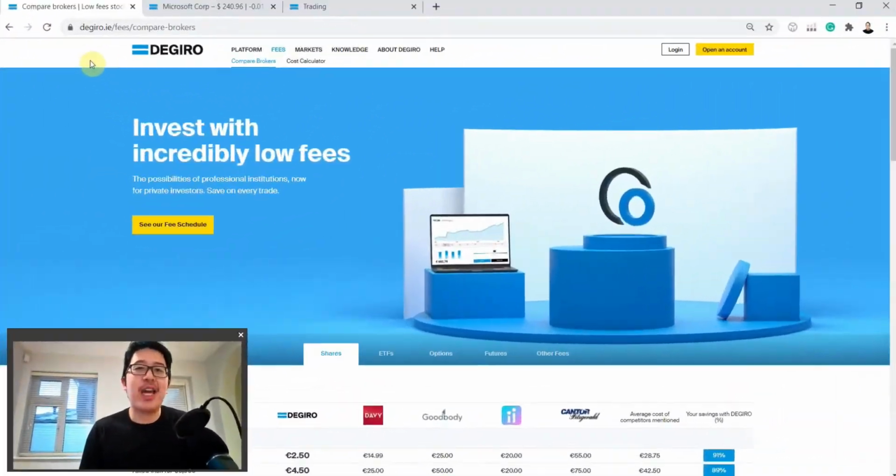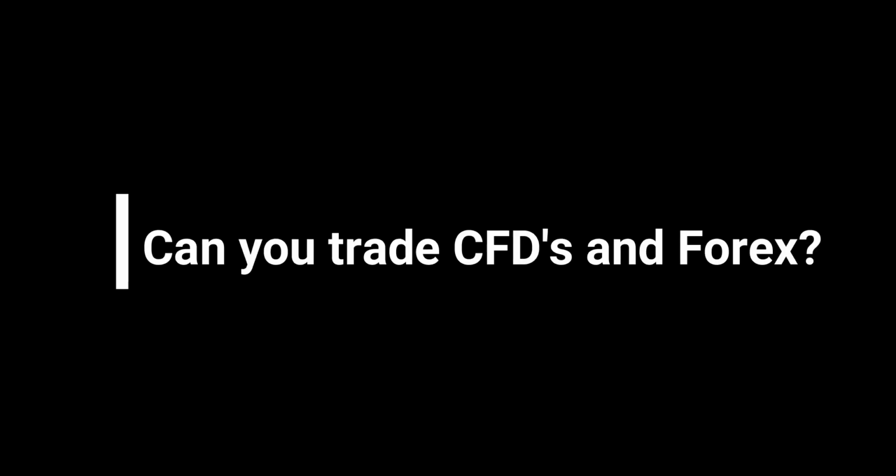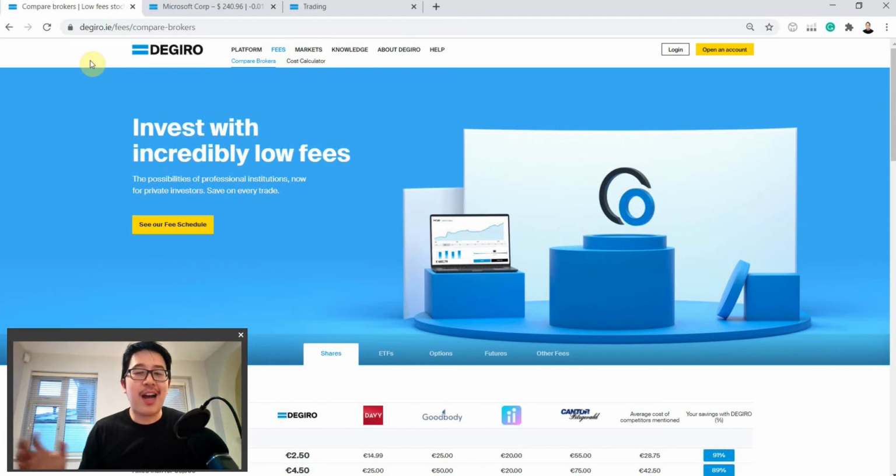So the next question: can you trade CFDs and Forex? Basically, when you use Degiro, you can't trade CFDs and Forex. This platform just doesn't offer these facilities. I do want to share a bit more about CFDs.